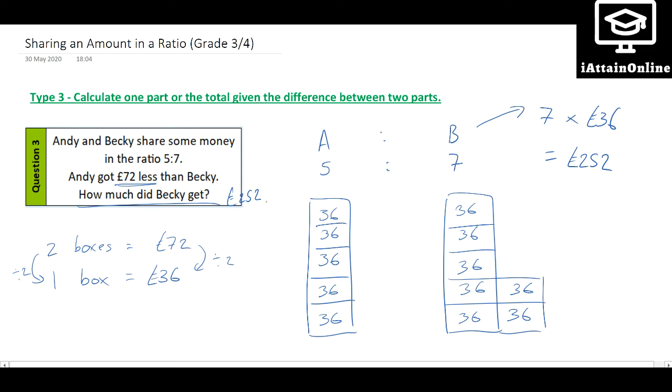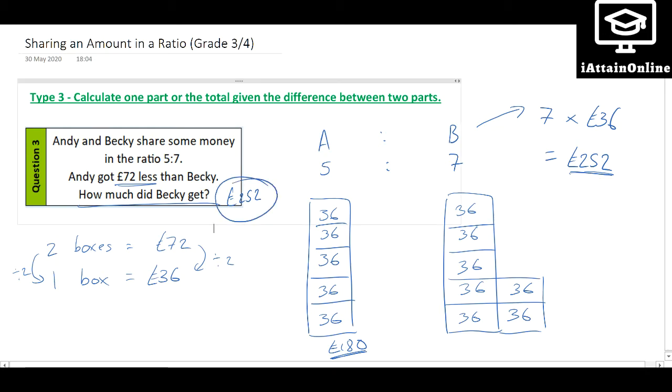It's always a good idea just to double check Andy's amount. So 5 lots of 36 is going to be 180, and then you can see that 180 is £72 less than what Becky got. So we're correct there. So that bit is your final answer, but it's always worth just double checking.